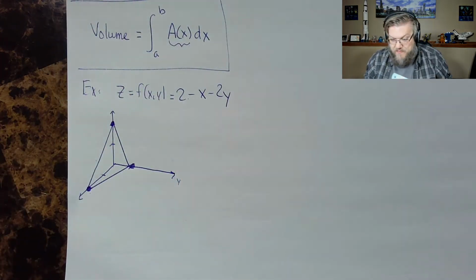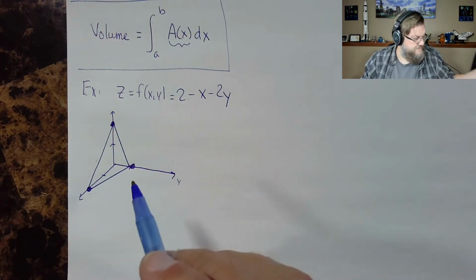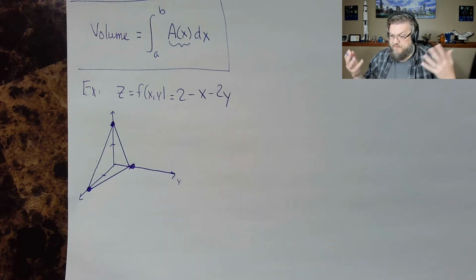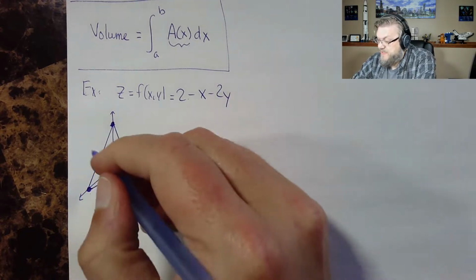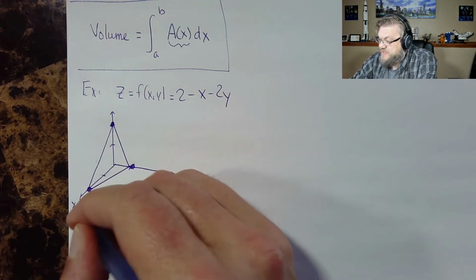All right, so there we go. We have our three-dimensional object right there. And what if I wanted to find the volume of this thing? Well, the Calc 2 approach would be the following. If I could find the formula for the cross-sectional area.